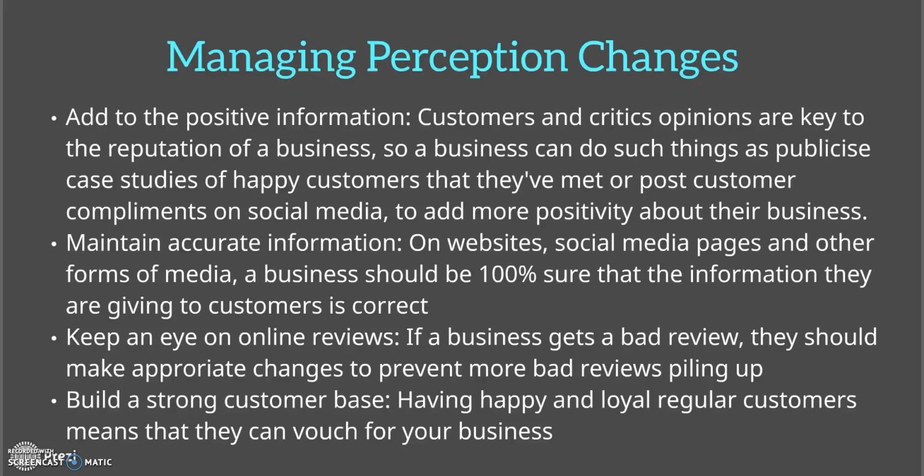Another way, just to prevent any bad perception, is to maintain accurate information on websites, social media pages, and other forms of media that a business controls. They should really be able to have 100% correct information so that customers don't get the wrong information, because they might become angry about that. A business should also keep an eye on online reviews. If a business gets a bad review, they should make appropriate changes to their business to prevent more bad reviews piling up. It's better to have one bad review and fix what they said is bad than to have hundreds of bad reviews because you've made the same mistake multiple times.